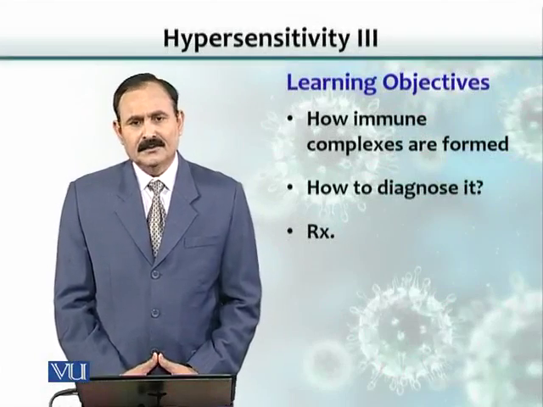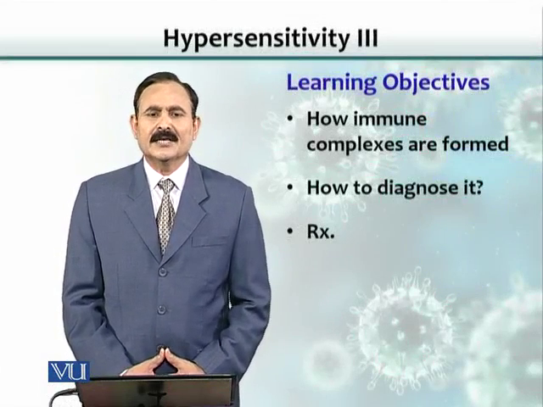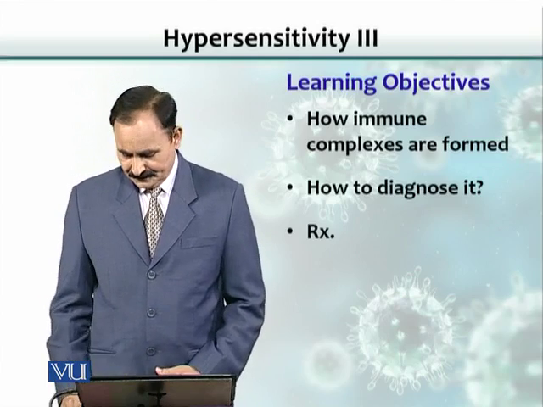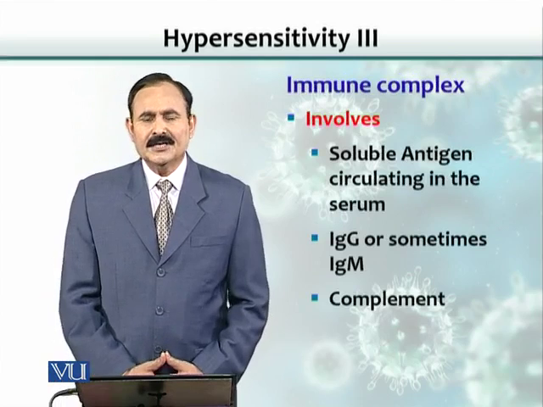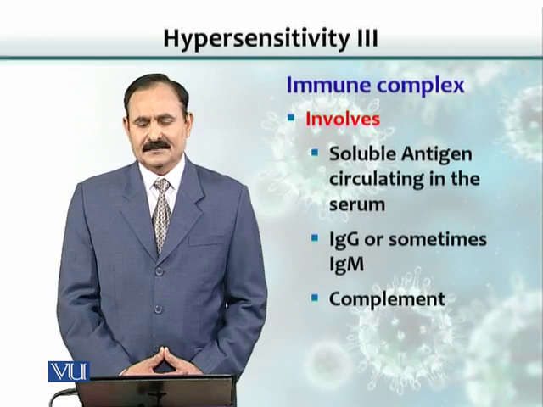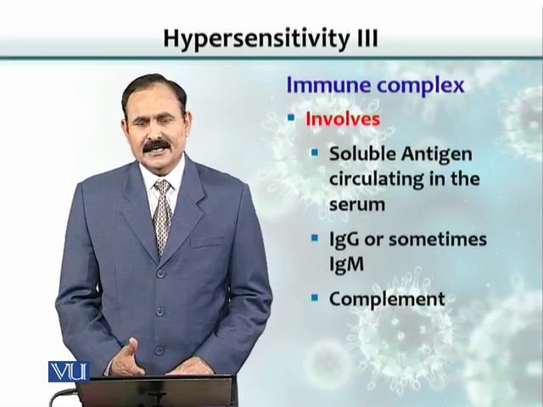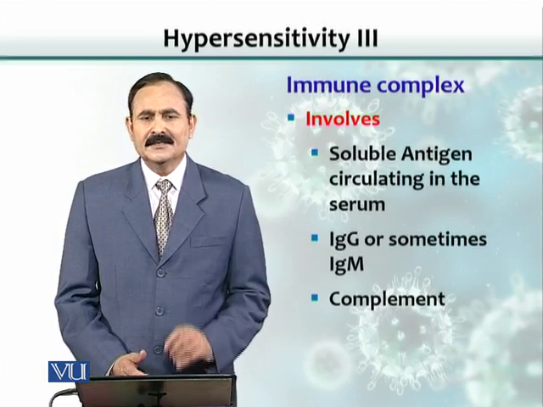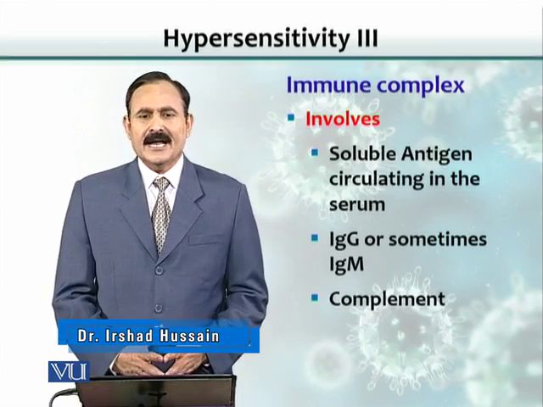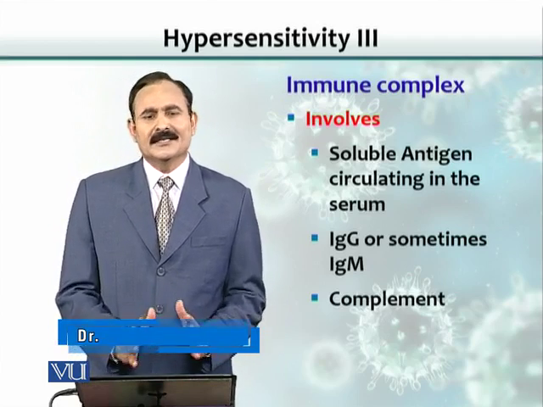Learning objectives include how immune complexes are formed, what a type 3 hypersensitivity is, and how to diagnose and treat it. The third type of hypersensitivity is immune complex mediated hypersensitivity. The difference between the second and the third is very subtle, and that is basically the antigen. Here, the antigen is soluble and is floating in the body, not attached to any cells.